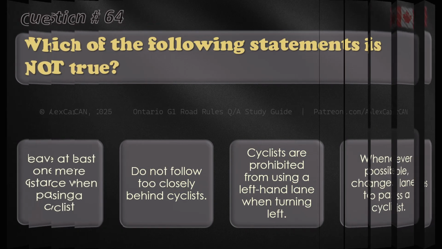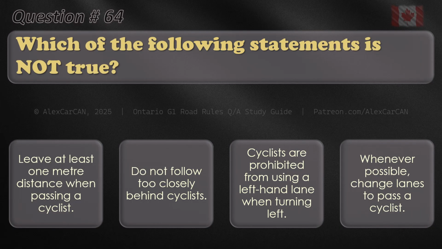Question number 64. Which of the following statements is not true? Leave at least 1 meter distance when passing a cyclist. Do not follow too closely behind cyclists. Cyclists are prohibited from using a left-hand lane when turning left. Whenever possible, change lanes to pass a cyclist. The correct answer is: cyclists are prohibited from using a left-hand lane when turning left.